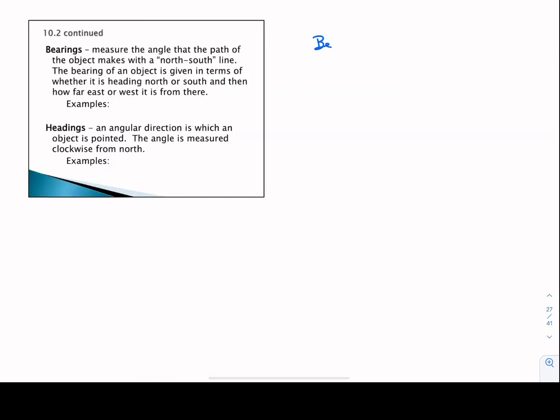An example of some bearings would be things like north 20 degrees west, or we might give you another bearing as an example that measures south 30 degrees east. So in order to draw these properly, I highly recommend you start with your coordinate plane. So we know with a coordinate plane, you have north, you have south, you have west, and you have east.